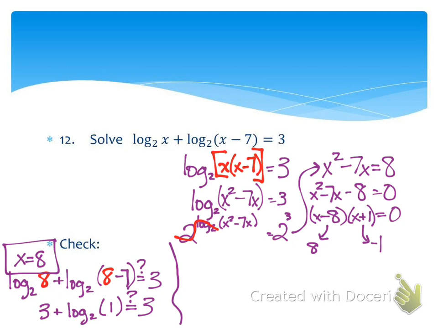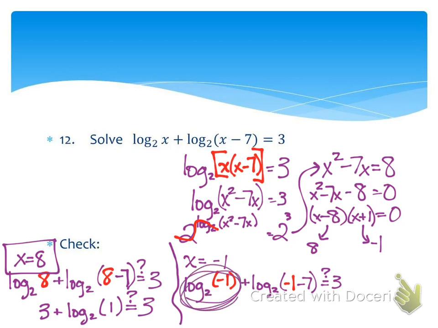We've got to see if we have 2 solutions. So we're going to check if negative 1 works. When we plug in negative 1, 2 to what power gets us negative 1? Because of this, it does not fit our domain. It can't be a solution. We only have one solution in this problem, and it's 8. It is 8.